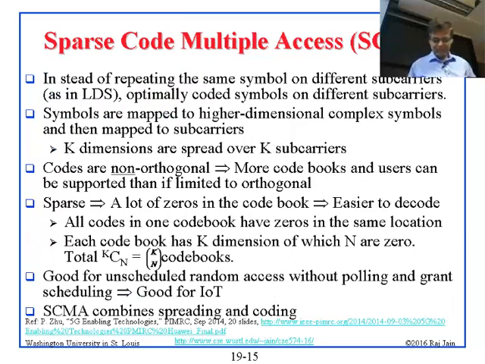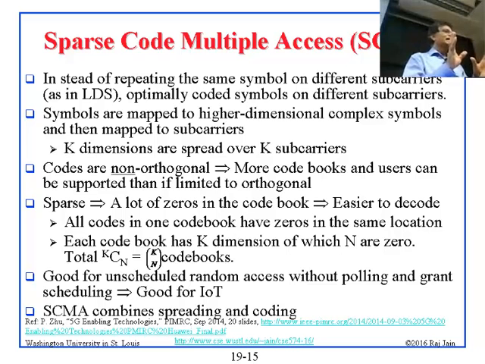Right? So here, you can have more code books, basically more codes, and sparse means a lot of zeros in the code book, and all codes in one code book have zeros in the same location. This is a simplification they made. Now, LDS doesn't say that when you select a code, then its row number 15, 17, and 20 should be 0.